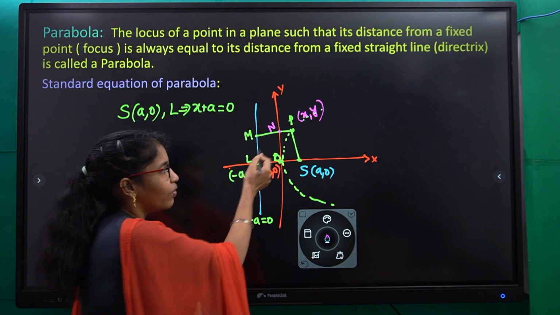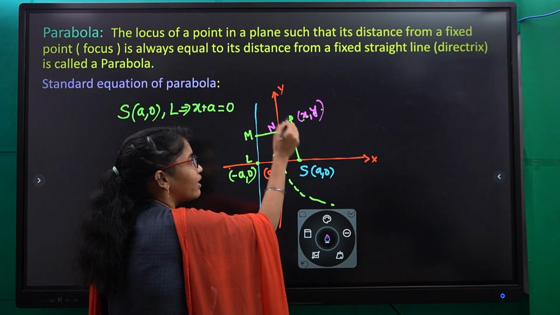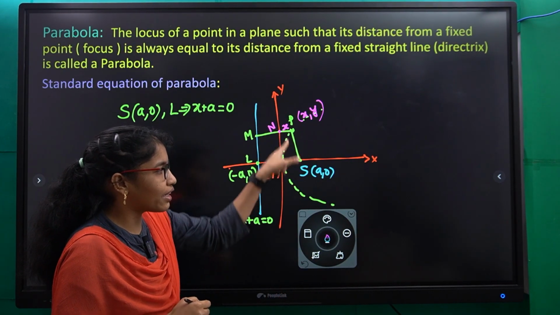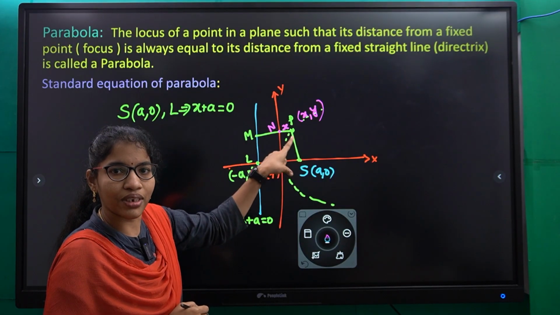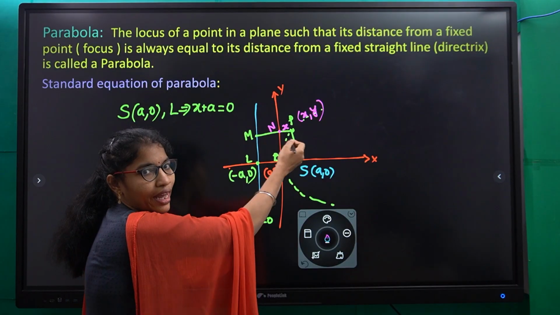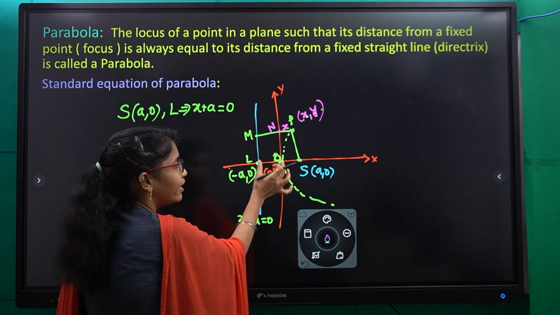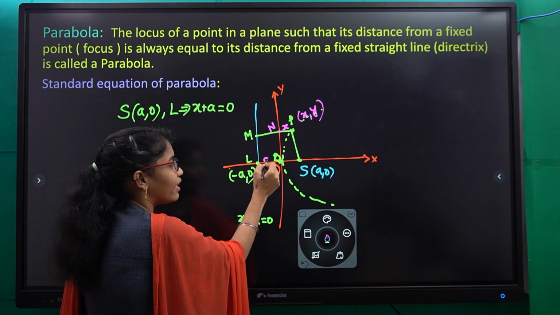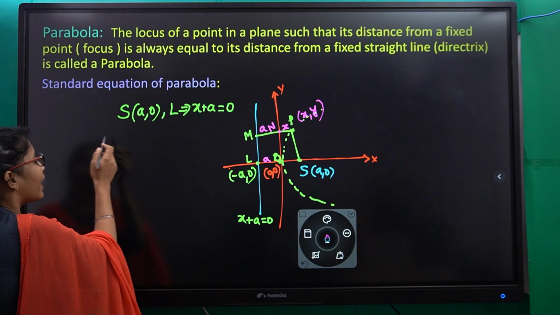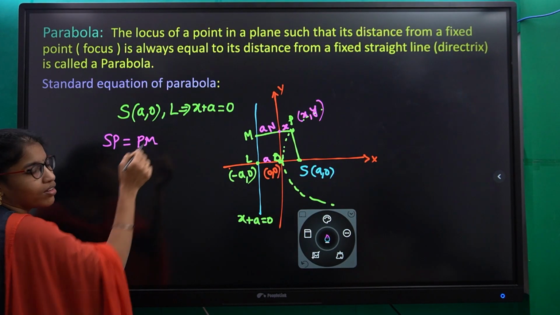What is PN now? From the y-axis to the point is the abscissa of the point, which is x here. So PN equals x. And if you take a perpendicular on the x-axis, it is the ordinate of P. Now what about NM here? NM is the distance from this point to the directrix. It is the same distance, here it is a. Clear? Now take the definition SP by PM equals 1. That means SP equals PM.